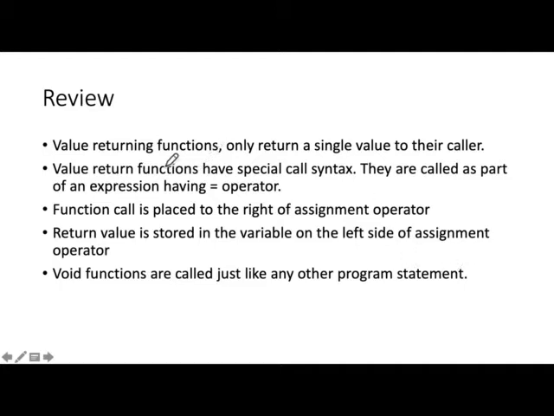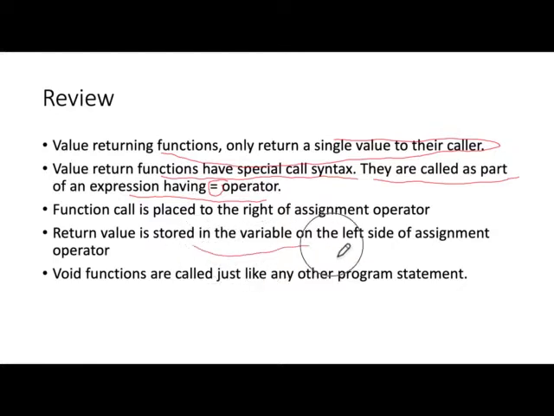Value returning functions only return a single value to their caller, and value returning functions have a special call syntax. They are called as part of an expression having an assignment operator. The function call is placed to the right of the assignment operator and the return value is stored in the variable on the left side. And void functions are just called like any other program statement. Obviously an argument is passed, but there's no assignment operator in void function calls because they don't return anything.